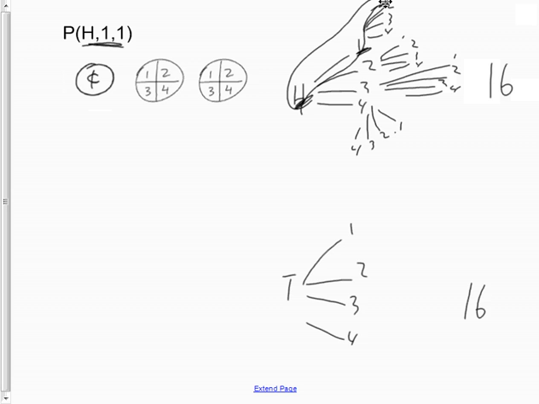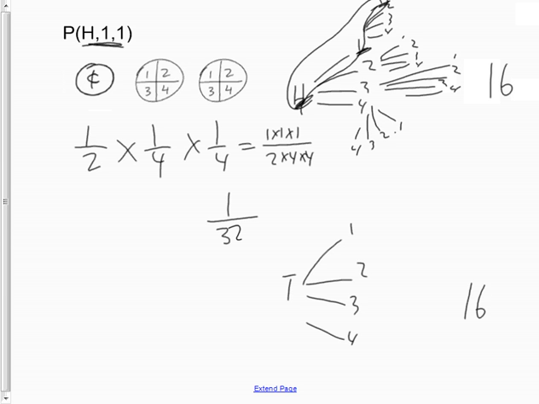So let's look at how that translates into grade 8. So you have a 1 chance out of 2 of getting heads. You have a 1 chance out of 4 of getting a 1 on each of the others. So if you multiply this out, you get 1 times 1 times 1, which is 1, and 2 times 4 times 4, which is 32. It's 1 out of 32, which is, as a fraction, the probability that it'll happen. It'll happen 1 every 32 times you do something, theoretically, right?